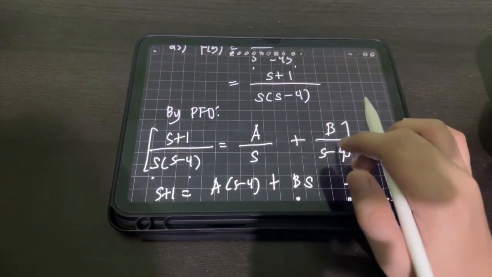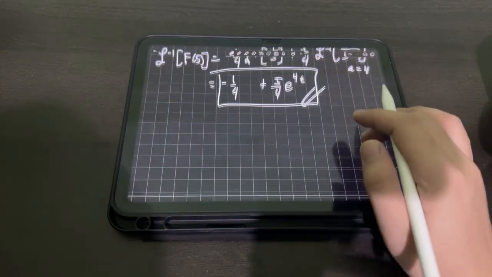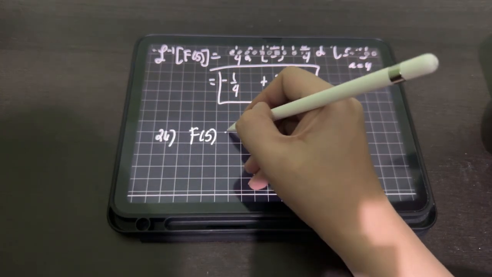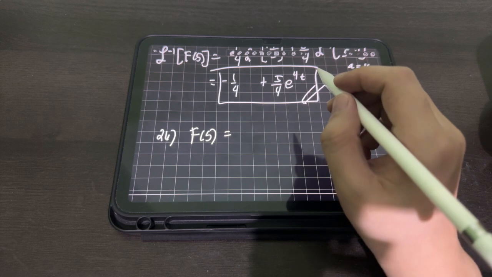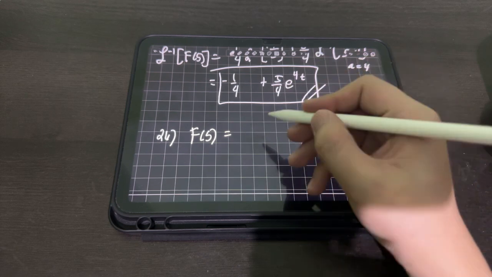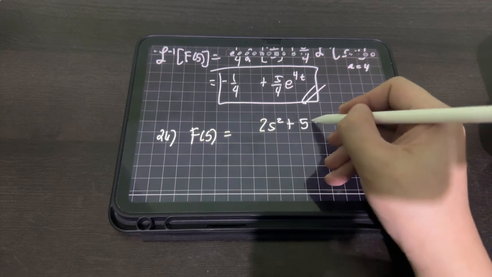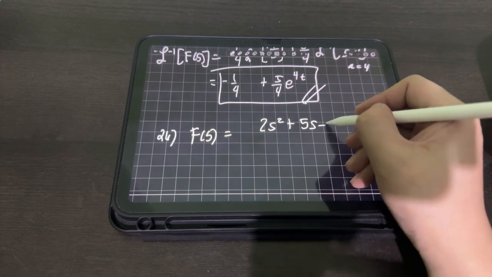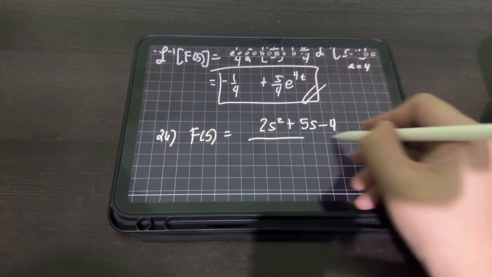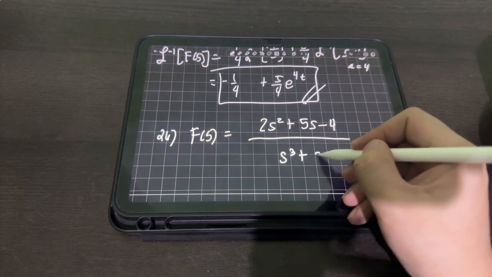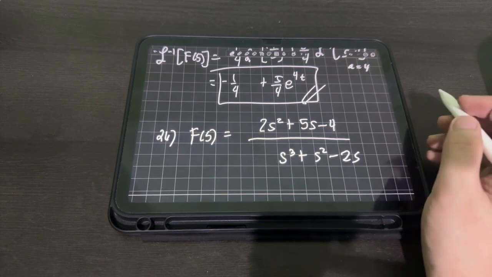Okay, next. Number 26. What if F of S is equal to 2S squared plus 5S minus 4 divided by S cubed plus S squared minus 2S?